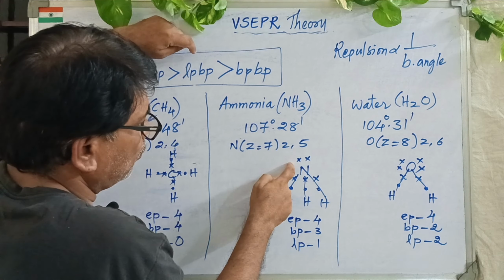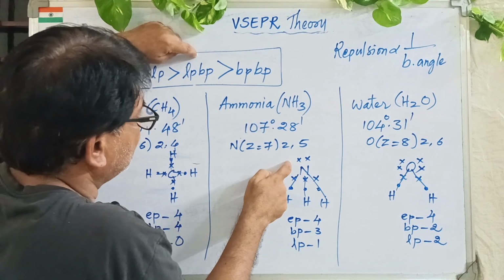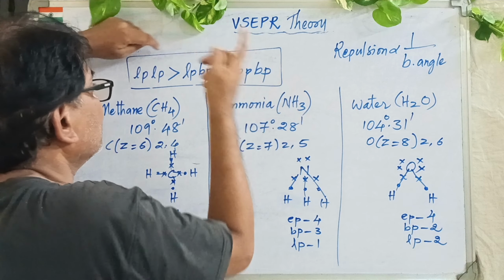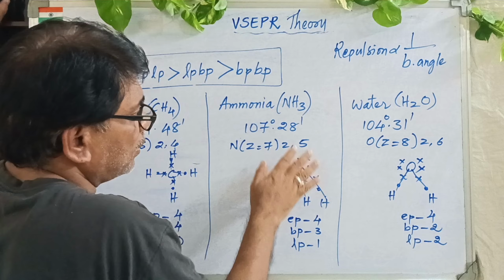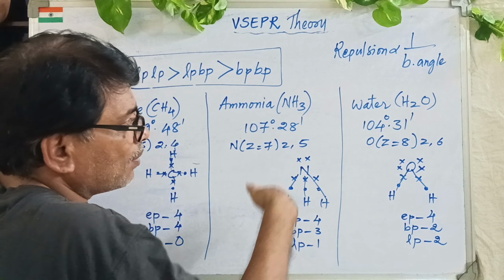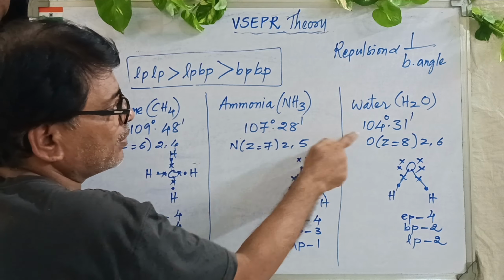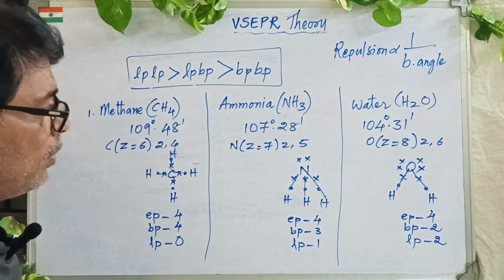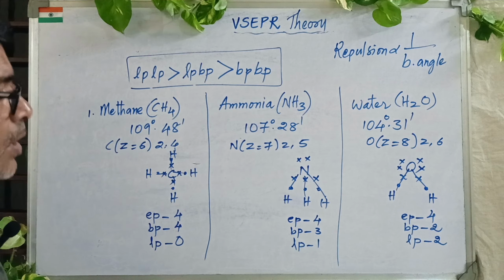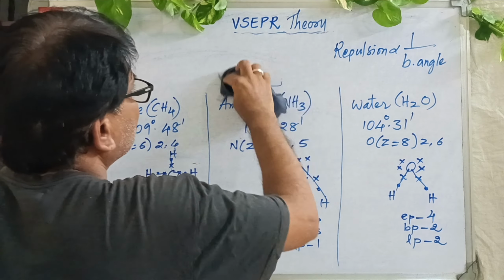Here you have only 1 lone pair. 1 lone pair means repulsion in this case is less than water because water has 2 lone pairs. Repulsion in ammonia is less when compared to water. Repulsion is less, bond angle is more, exactly 107 and this is 104. Did you understand? I will explain you in a different way. This is understood clearly. Now the other way I will try.